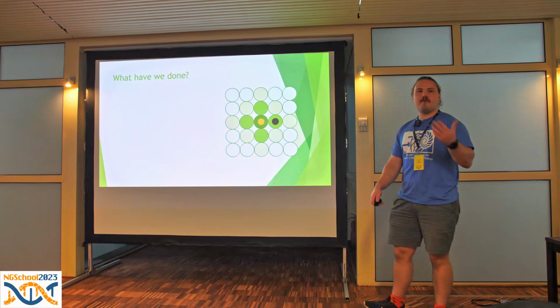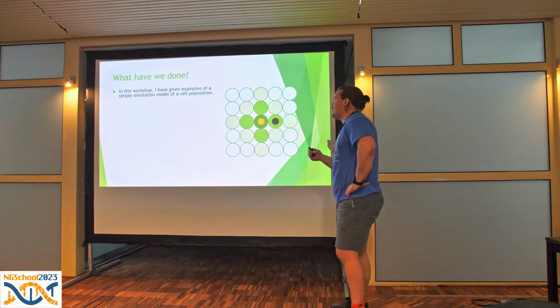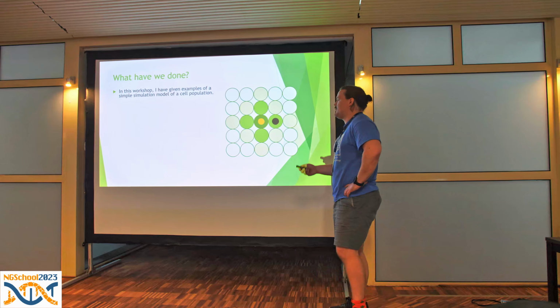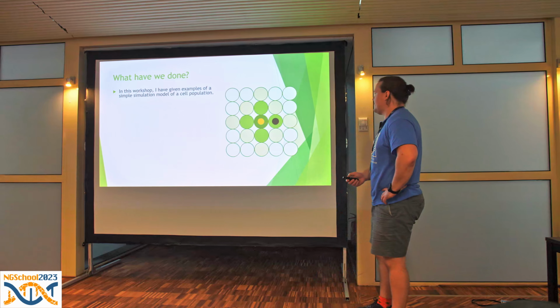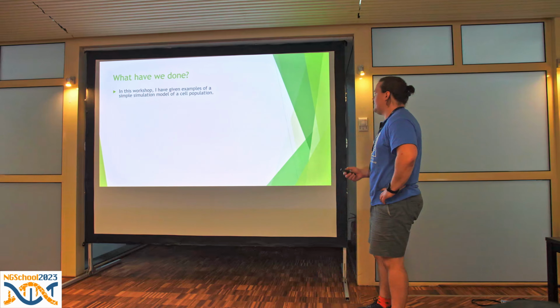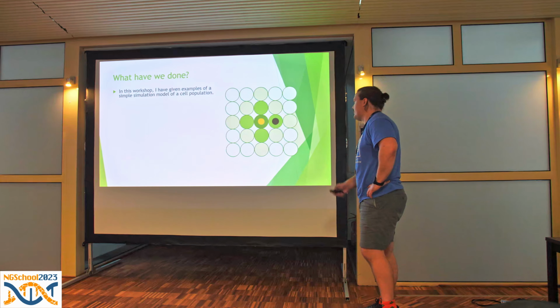Okay, so what have we done? We're wrapping up. In this workshop, I have given an example of a simple simulation model of a cell population. So the cells can move and stuff like that. And they can also collide with one another. That's important. Bonk.